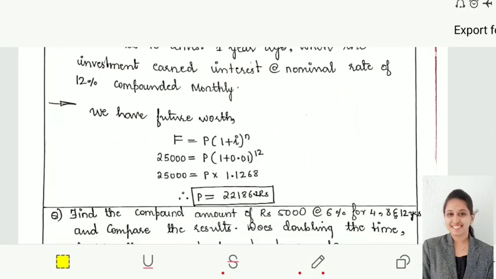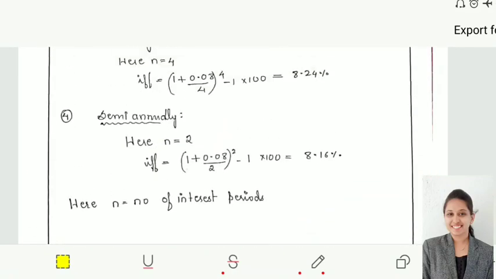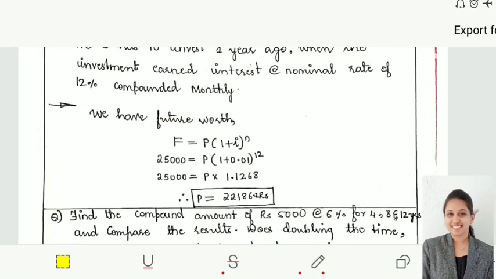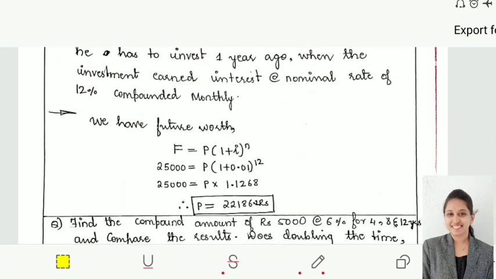Now the next one we'll see: if a person has to earn rupees 25,000 today, how much does he have to invest 1 year ago, when the investment earned interest at a nominal rate of interest of 12% compounded monthly? Now here also it is given as 12% compounded monthly. So we have a formula, F is equal to P, that is future worth is equal to present worth times 1 plus i raised to n, and even in this problem it is given 12% compounded monthly. So if you consider the interest, it will become as what?